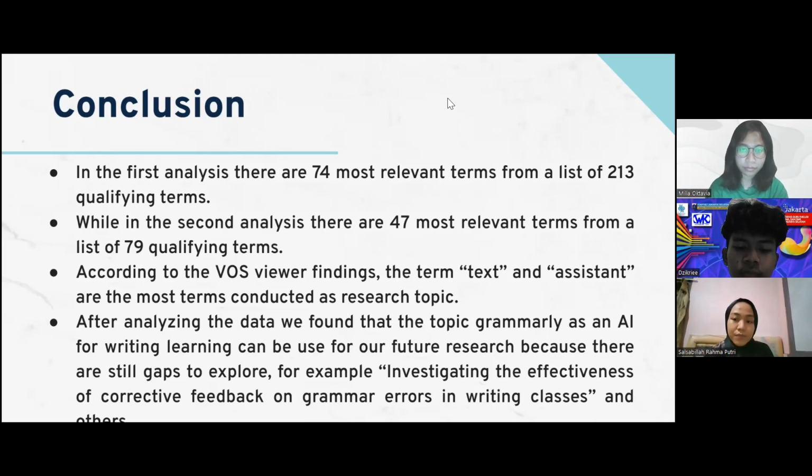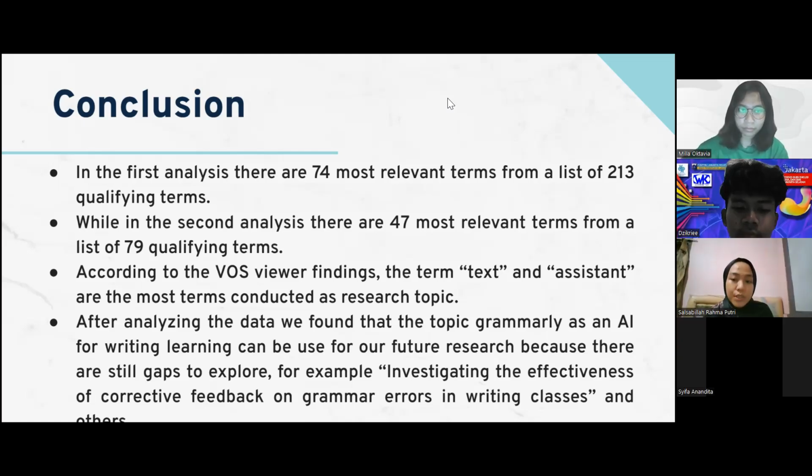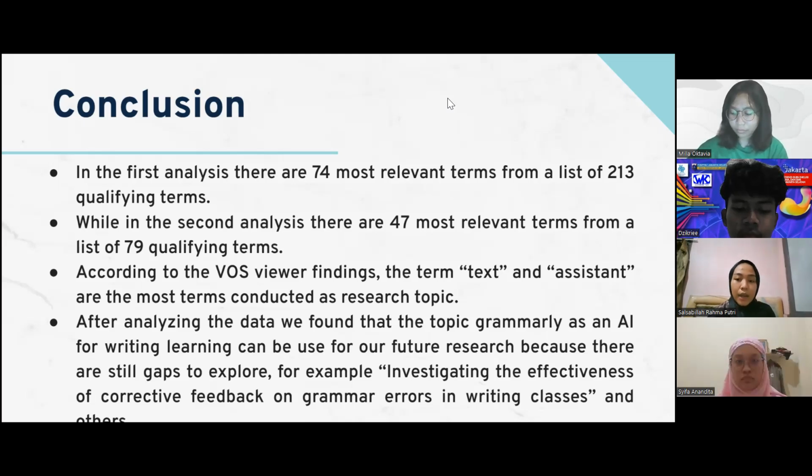According to the VOSviewer findings, the terms text and assistant are the most used as research topics. And after analyzing the data, we found that the topic Grammarly as an AI for writing learning can be used for our future research because there are still gaps to explore. For example, as Mila said before, we could use the title Investigating the Effectiveness of Corrective Feedback on Grammar Errors in Writing Classes and 3 other titles.